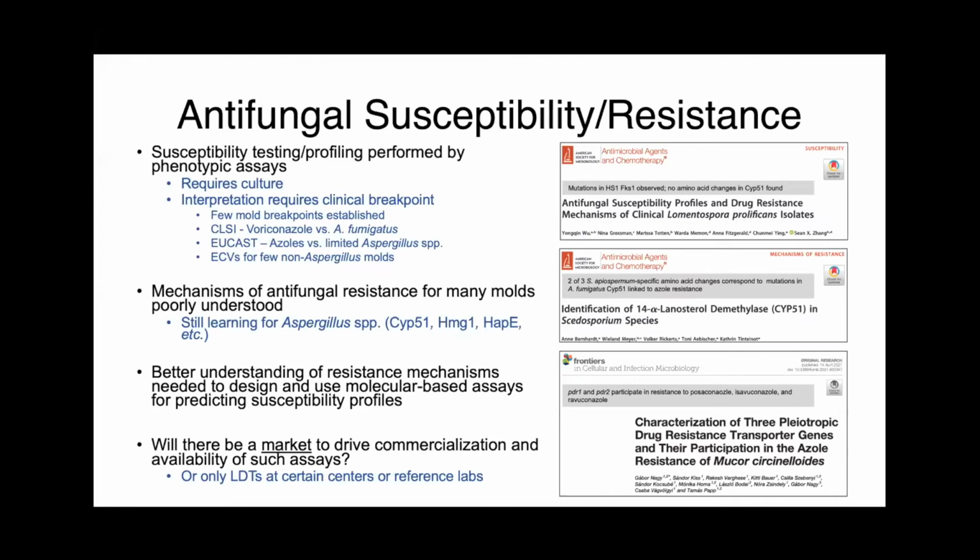In addition, once you have a culture and perform a phenotypic assay, oftentimes an interpretation cannot be provided unless it's a specific Aspergillus species, such as Aspergillus fumigatus here in the United States, where the CLSI has now established a breakpoint for voriconazole, or in Europe, where EUCAST has set breakpoints for azoles against a limited number of Aspergillus species. For many invasive mold infections other than Aspergillus, breakpoints just are not established, and ECVs are also rarely available for many of those species.